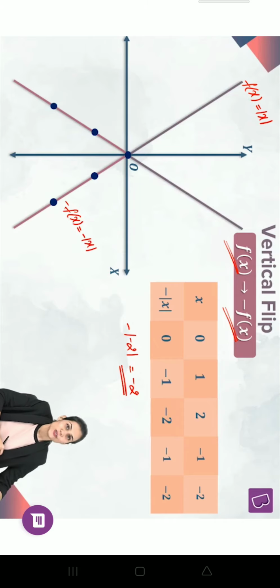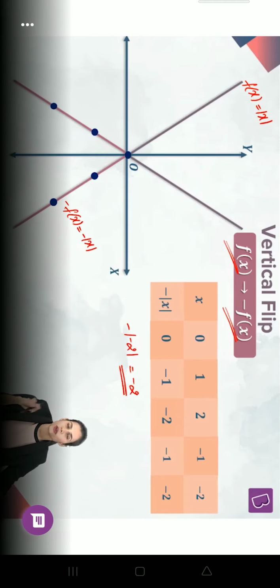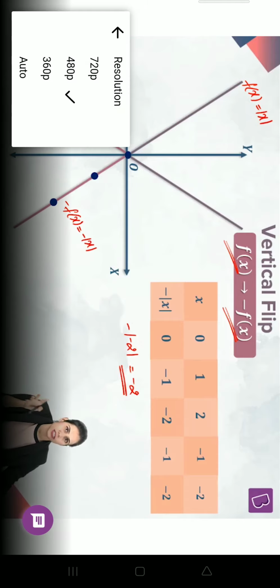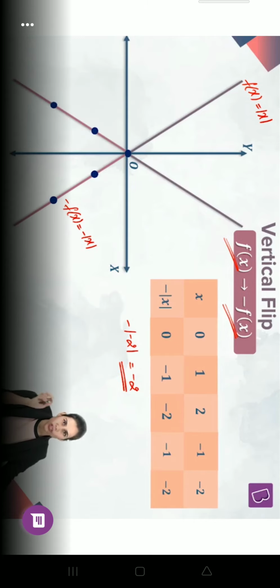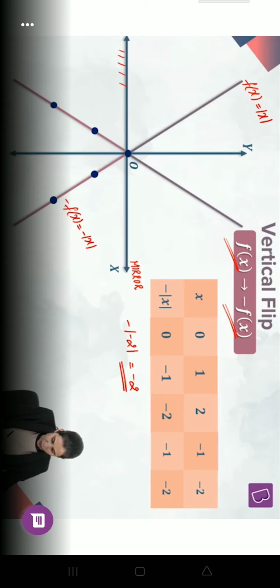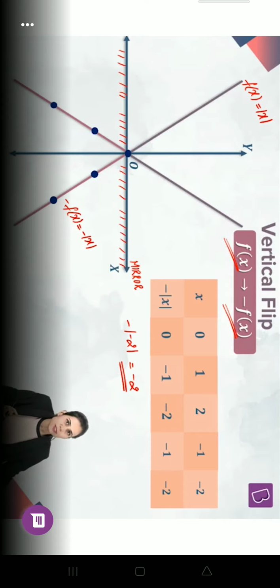So now at this point of time, you have both the graphs of mod x as well as minus mod x with you together in the same Cartesian plane. What do you observe? See, if I take x-axis as the mirror, just treat x-axis as the mirror for a while. Do you agree that minus mod x is nothing but the mirror image of mod x only?